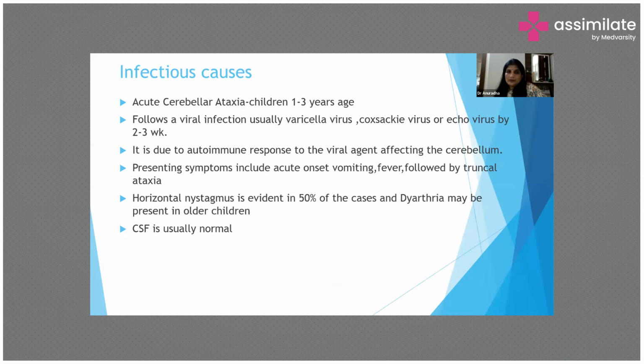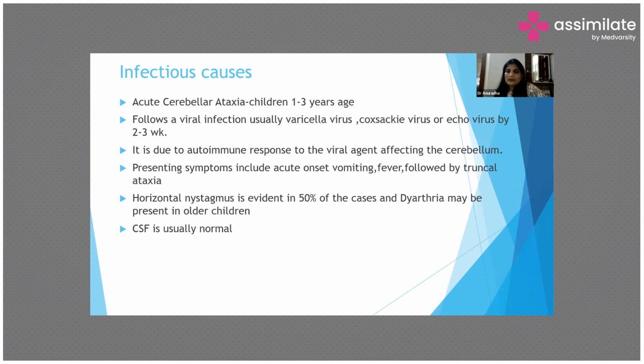So coming to the causes one by one, infective causes. Acute cerebellar ataxia is ataxia seen in children 1 to 3 years of age. It is mostly, 99%, post-viral, post-coccal, chickenpox, varicella or echo infection 2 or 3 weeks after. It is due to autoimmune response to these viruses, and this autoimmune response to these viral agents affects the cerebellum. And presenting feature may be like vomiting, fever, and then follows the ataxia. So fever is a clue.